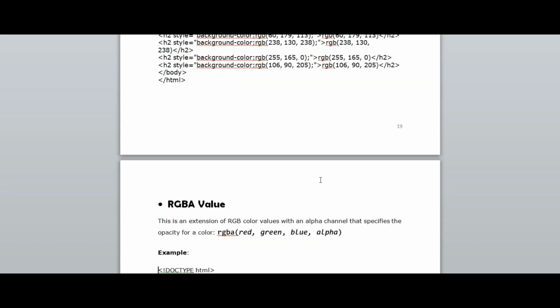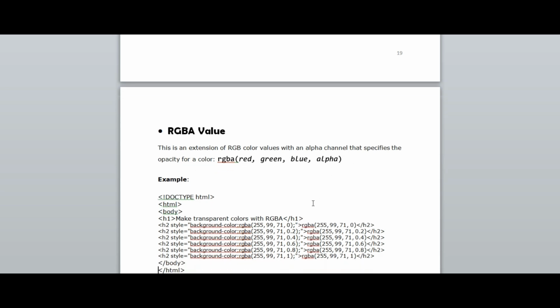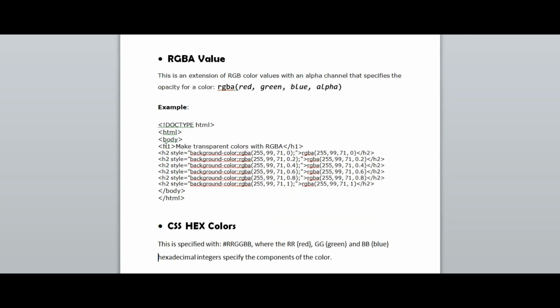Now we also have what we call the RGBA value. This is an extension of the RGB color values with an alpha channel that specifies the opacity of a color. Now you see you have red, green, blue, then alpha. Now let's go down. So for example, H1, make transparent colors with RGBA. Now look at it, it says background color RGBA. Initially we used RGB, now we are using RGBA.